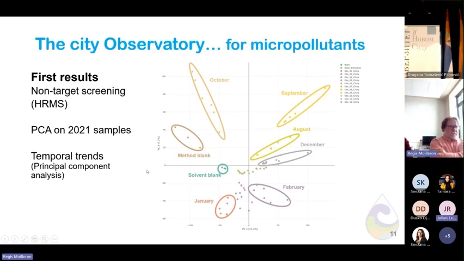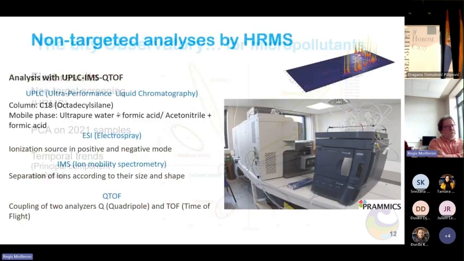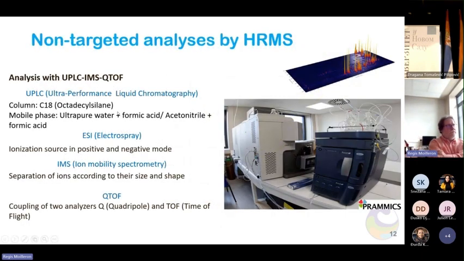So that's promising for the future. So we will be able to detect molecules specifically at each month or each period of the year. So that's interesting, and we hope to obtain such results in the future for each year. So a few details now on the methods we used for non-target analysis.